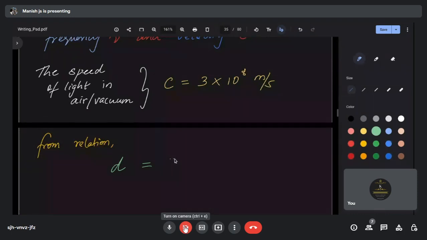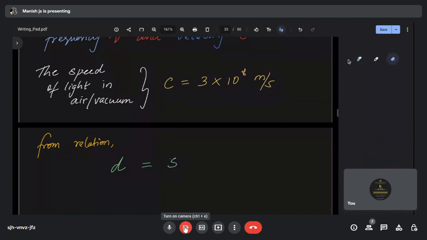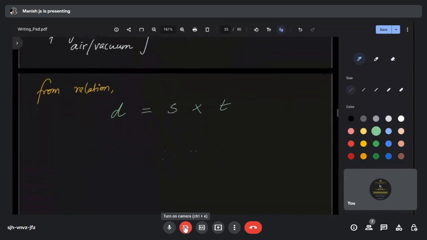Distance is nothing but speed into time, இல்லையா? Distance traveled can be expressed as speed into time. Very important relationship. So I will write here: distance traveled. இதில இருந்து தான் நம்ம derive பண்றோம். Distance traveled is equal to speed multiplied by time.